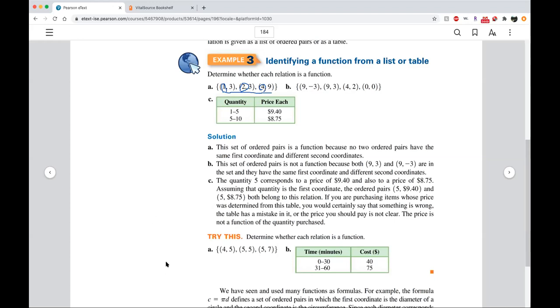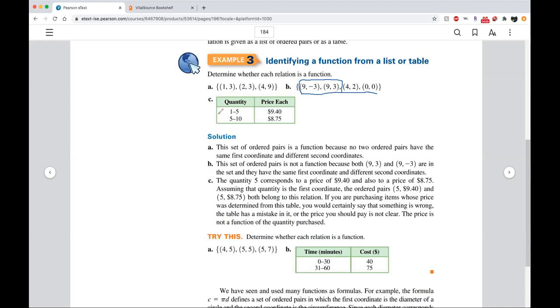Okay, so now the next one, B. B is not a function. Why? Because just take a look at the first two ordered pairs, (9, -3) and (9, 3). These two have the same first, different second. So B should not be a function.